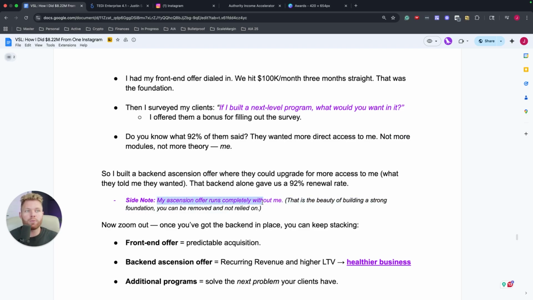my ascension offer runs completely without me now. That is the beauty of building a strong foundation. You can be removed and not relied on. Whereas if you're the coach doing 100K a month and you have 80% profit margin, you can't build a team or a system that can do this, let alone have the time to do this the right way because you're so busy.